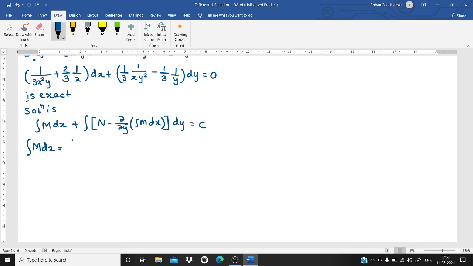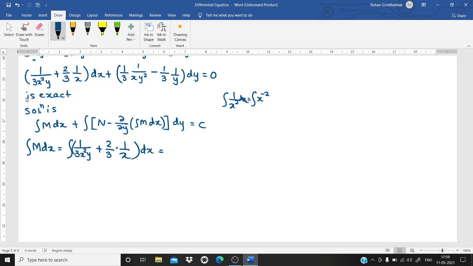What is integral m dx? Integral of 1 upon 3x square y plus 2 by 3 into 1 upon x. Integration is with respect to x is equal to. Now in the first term, we have the 1 upon x square. We already seen how to integrate 1 upon x square term. It is integration of x raised to minus 2. आपण अगोदर बघितलं x 1 upon x square चं इंटिग्रेशन कसं घ्यायचं?